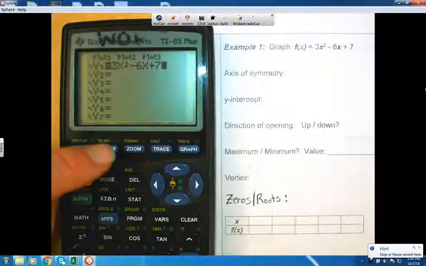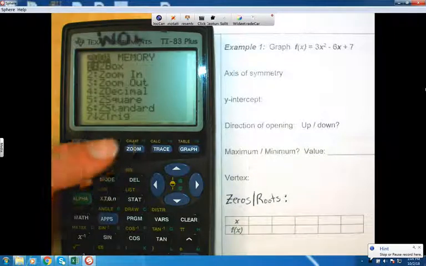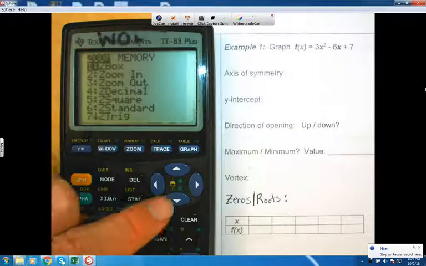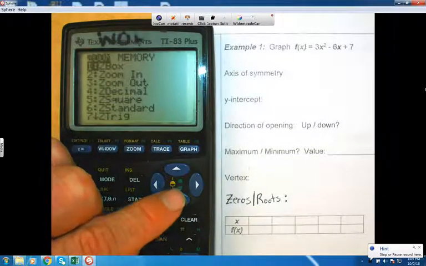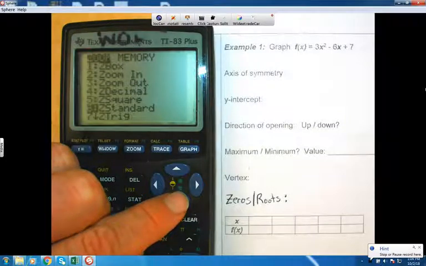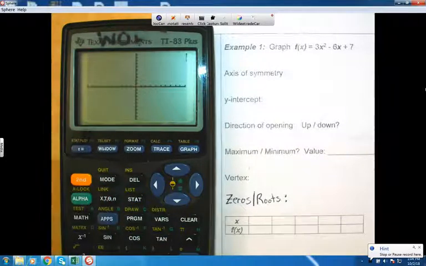Before I graph it, I like to hit the zoom button, and I like to make sure I'm going to get a 10 by 10 window. That's just a standard 10 by 10 window. So if you go zoom and then standard, that's how you get that. All right, so there's our graph. There's our parabola.